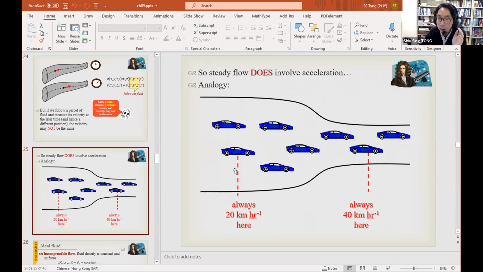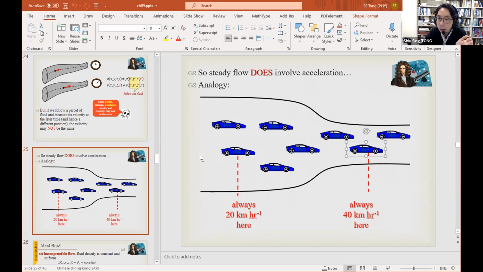For example, if the fluid is flowing along a pipe of varying cross-sectional area, then you will find that in the area where the cross-section is large, the flow velocity will be smaller, and in the area where the pipe is narrow, the flow velocity will be higher.